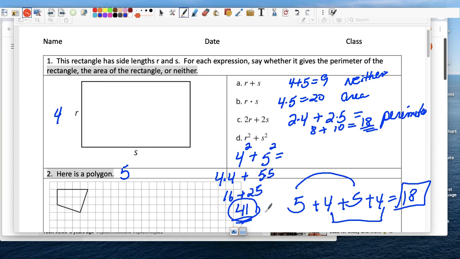Is that the area of our shape? No, because we already know the area was 20. Is that the perimeter of this particular shape, the distance around the shape? No, we already found that to be 18. So what's 41? It's neither. Taking one of the sides, raising it to the second power, plus raising the other side to the second power, and adding them both gets you neither. It doesn't get you the area nor the perimeter.